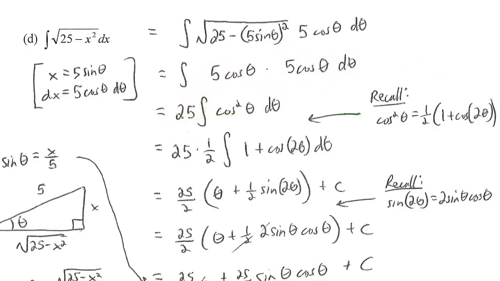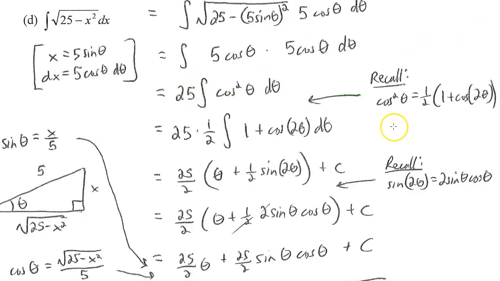Now, how do we integrate cosine squared? Well, remember, we did this last time. We used this identity that cosine squared is 1/2 times the quantity 1 plus cosine 2 theta. Okay, so let's plug that in here. Now, we have 25 halves out front.